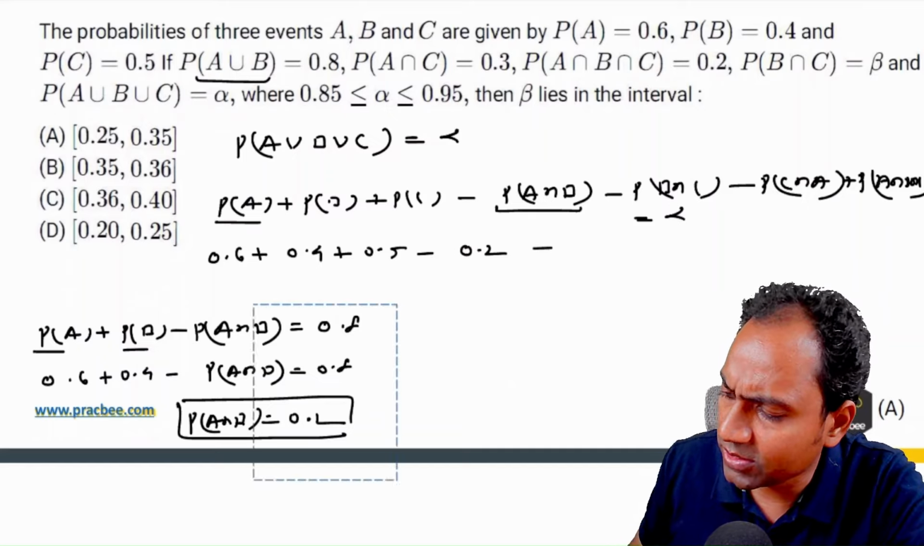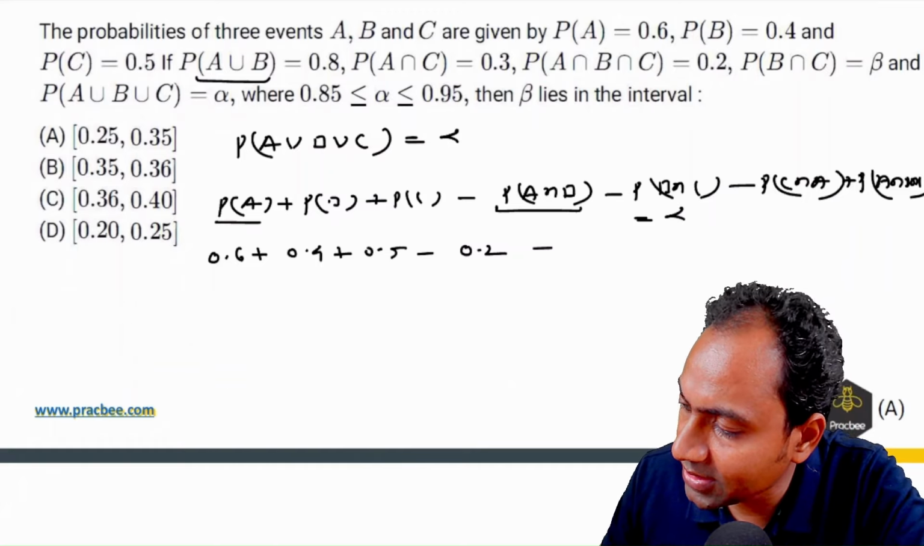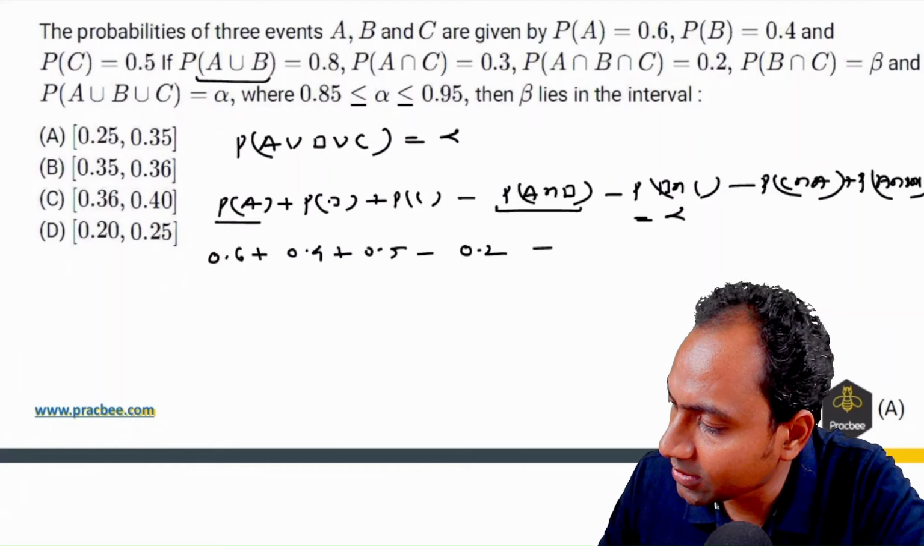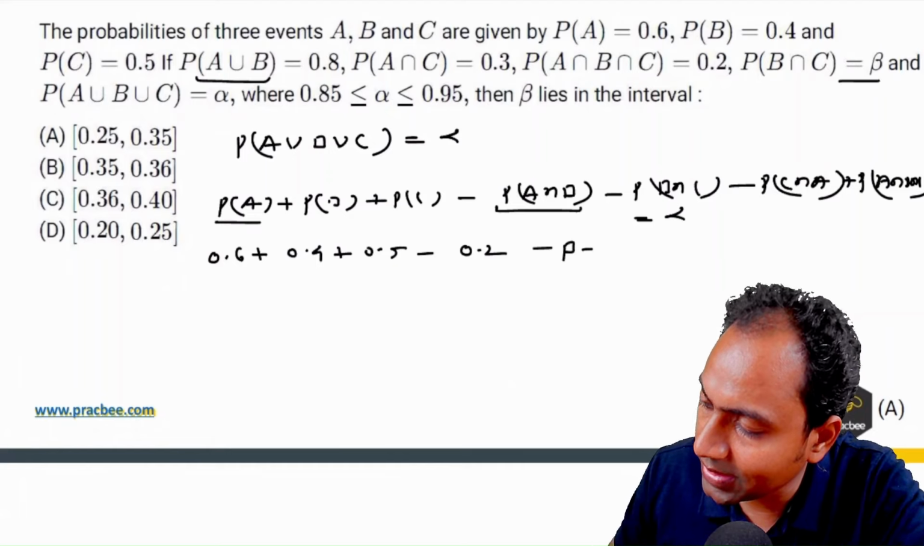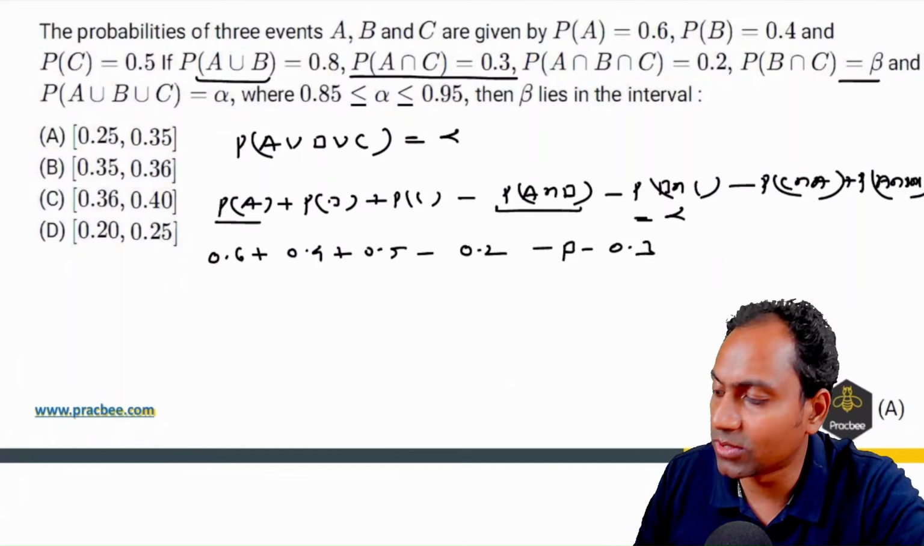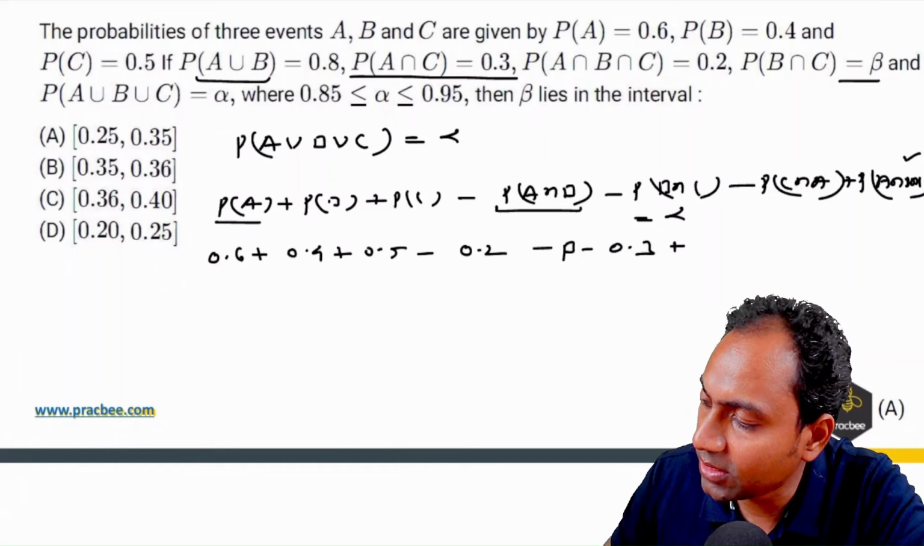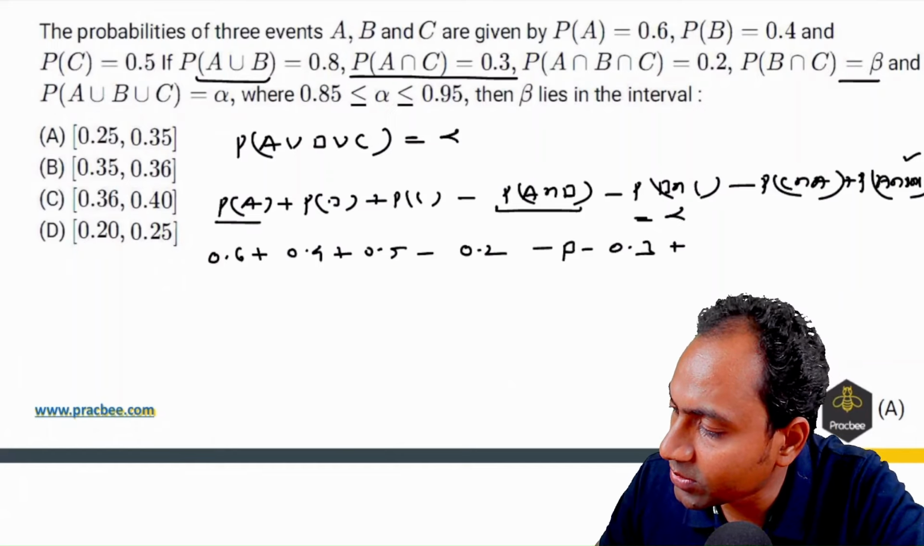And let us delete this part because in future it will not be required. B intersection C they have already given in the question as nothing but beta. Let us put this value. And C intersection A already given as 0.3. These are the values that we have already got. And then the last part, A intersection B intersection C, they have also given this value as nothing but 0.2.